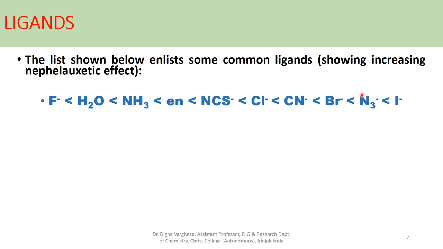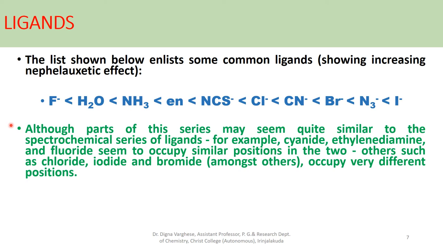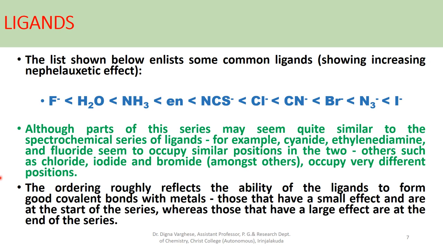The parts of the series may seem quite similar to the spectrochemical series. For example, the positions of ethylenediamine, fluoride, cyanide are somewhat similar, but bromide, iodide, chloride occupy very different positions. The ordering roughly reflects the ability of the ligands to form good covalent bonds with metals. In this series, some have a small effect to form covalent bonds and some have a larger effect. The smaller effects are at the start of the series and the larger effects are at the end of the series.